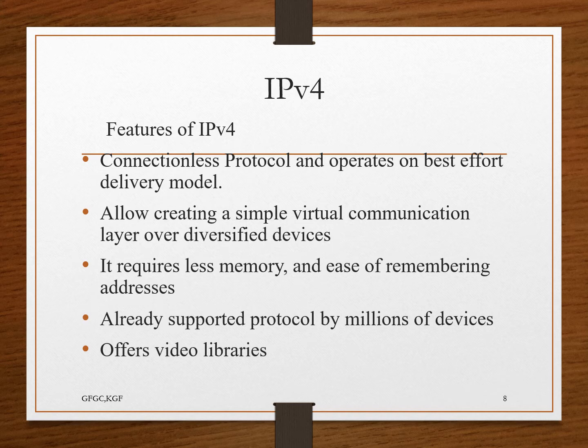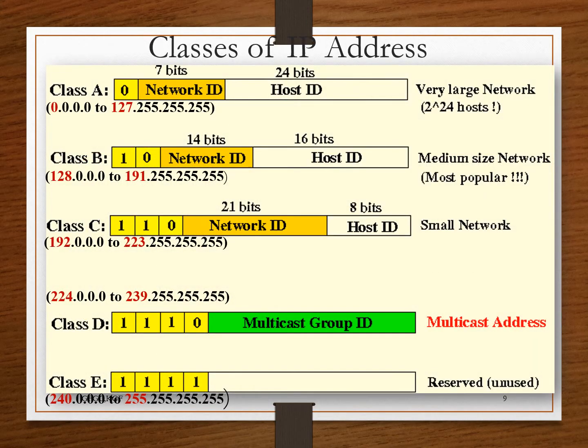So next we will discuss classes of IP address. The IP addresses are broadly classified into 5 classes. They are Class A, Class B, Class C, Class D, and Class E. Each class allows for a range of valid IP addresses as shown in the figure, and each class is divided into network ID and the host ID. Network ID identifies the physical network to which the host is attached, whereas the host ID identifies a specific computer on the network.